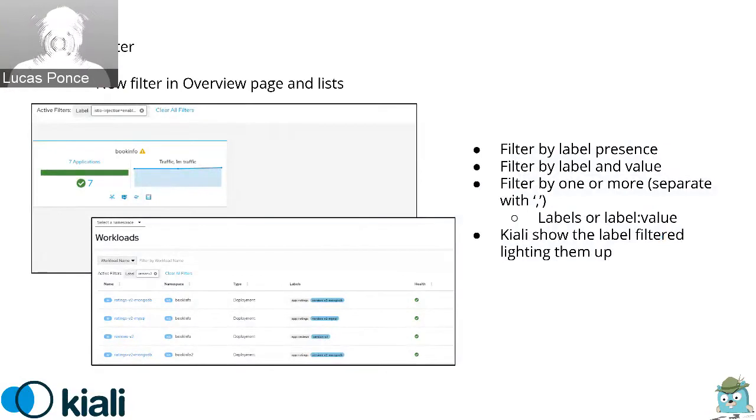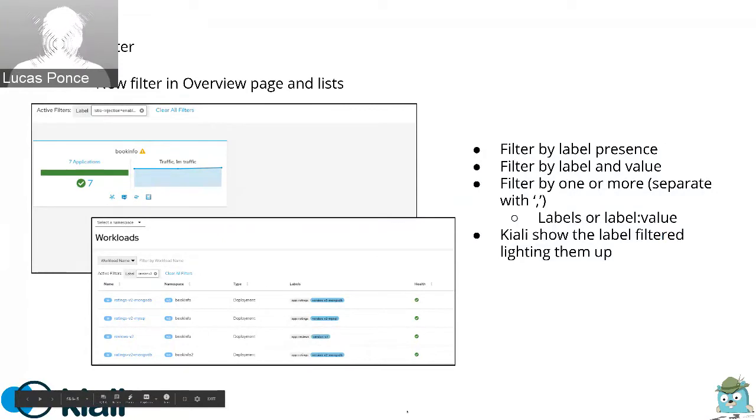Another interesting feature that we introduce in this sprint is the capacity to filter by labels on all the list pages and overview too. So we can filter by label presence, or by label value with one or more values, and that will help us focus more and do more granular search on information. One of the changes is that you will now see the labels highlighted in the list. So thank you, Alberto, for working on that.